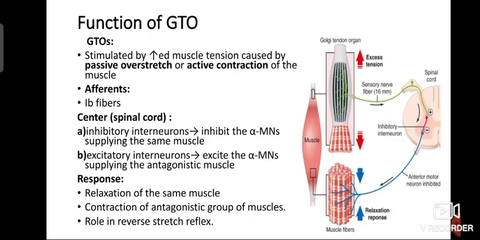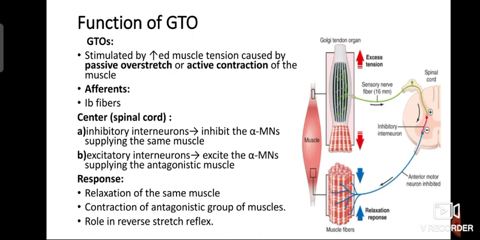Now the function of the Golgi tendon organ. GTOs are stimulated by increased muscle tension caused by passive overstretch or active contraction. So what is passive overstretch? Passive overstretch is putting external pressure on your muscle, and active contraction of the muscle. It is stimulated through active contraction, which is contraction of the muscle. The afferent fiber is the 1B fiber.